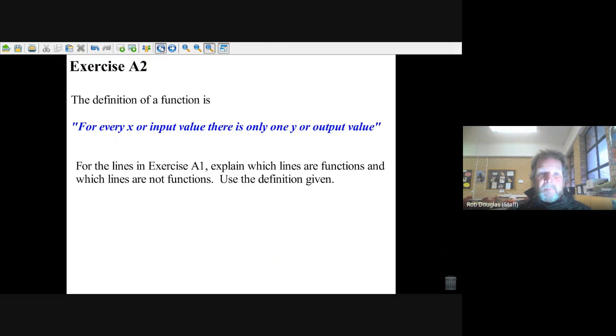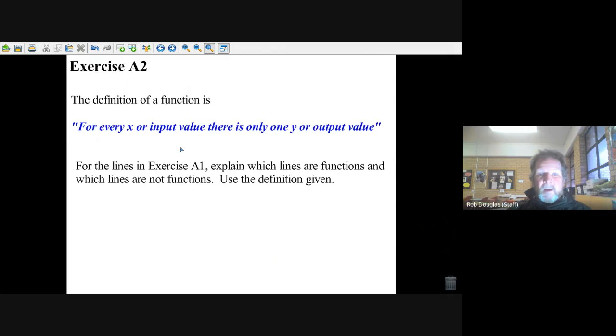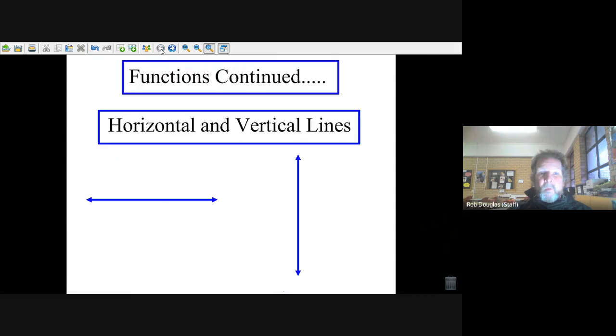Well, you need to look at these lines here and then try and answer the question, which lines are functions and which lines are not functions? And you just have to think about that definition. So one of these lines is a function and one is not a function, and you've got to figure it out.